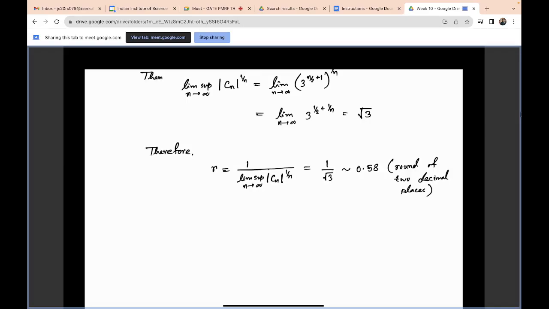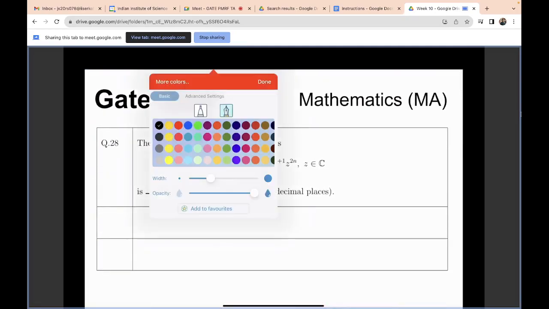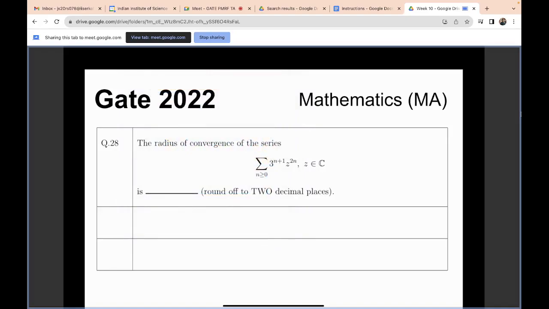So what have we got? The answer is 0.58. So the radius of convergence of this series is 0.58, rounded to 2 decimal places. Okay.